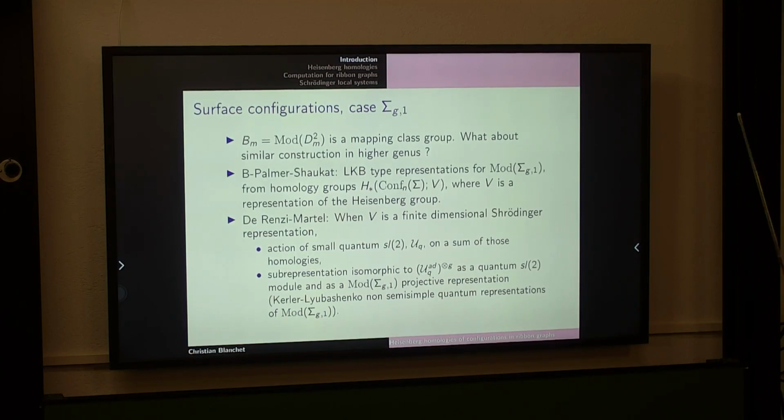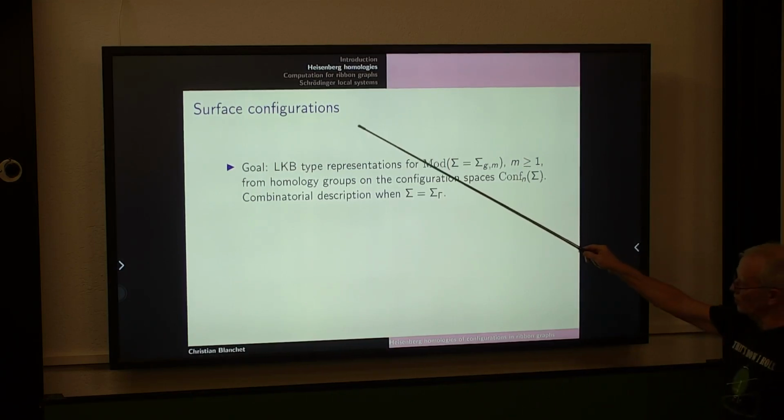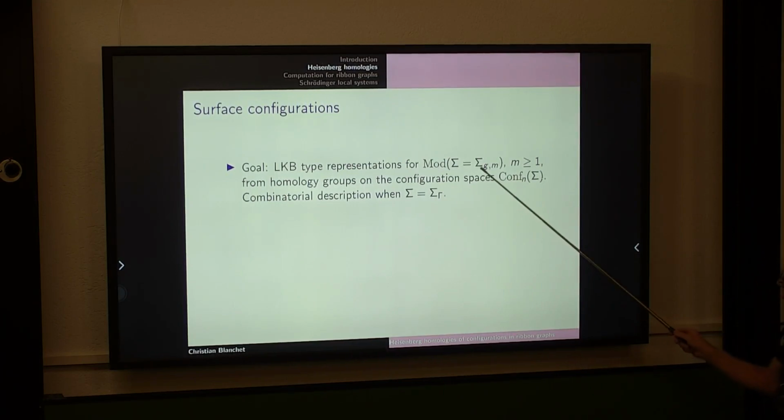The global picture should be clear. Now, some technical details. Let's start down to earth. So our goal, in the case of surface configuration, is to get for sigma g,m. It's a technical point that the boundary should be non-empty. Something can be done with empty boundary, but you should add something. I don't want to be too technical, but I know how to do it. Then we will consider homology groups on the configuration spaces, and we expect a combinatorial description when we take a ribbon graph, a surface associated to a ribbon graph.